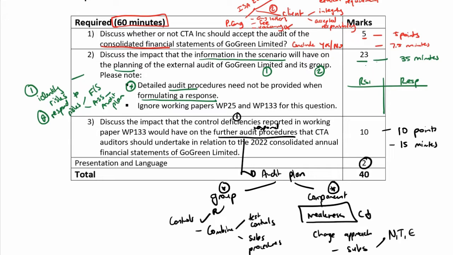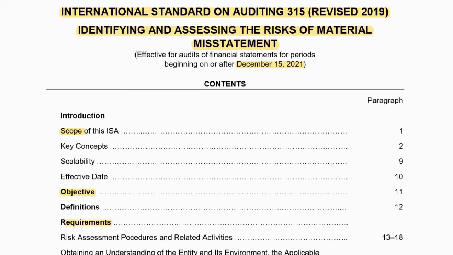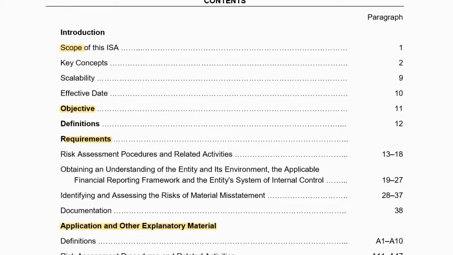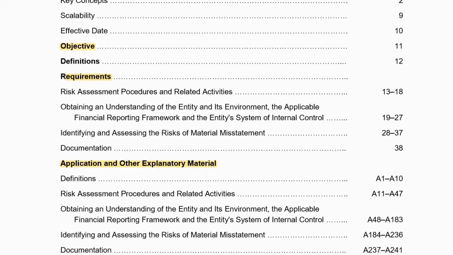Okay, so I'm going to start with going into ISA 315 just so that you guys can see where you can find the risks if you need guidance on picking up risks, and then quickly into 330 just to look at that overall response for now, because detailed audit procedures were not required. You come into ISA 315, identifying and assessing the risks of material misstatement. You'll go down to the requirements, to your specific paragraphs, 28 to 37.